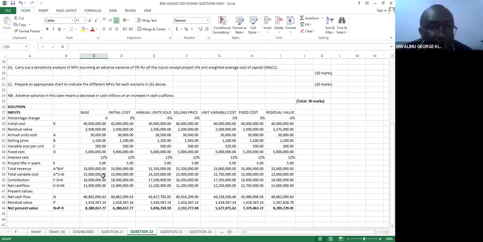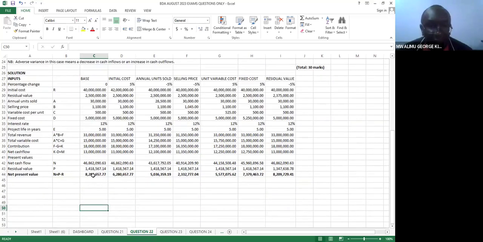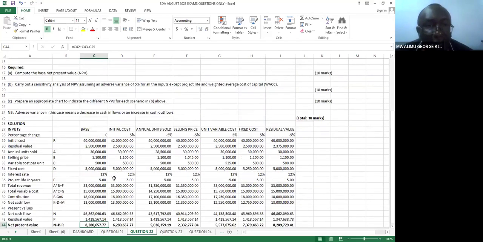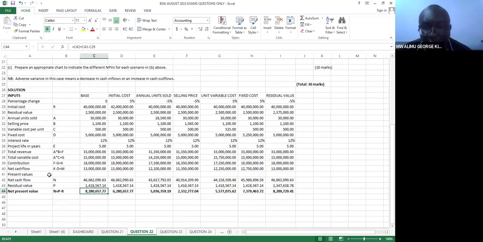So what was the examiner looking for? It was saying compute the base value, net present value, 10 marks. So the 10 marks, therefore this one, we have gotten it. Then carry out a sensitivity analysis of NPV and adverse variance of all the inputs, 10 marks. So again, we have the 10 marks here for this. Then C, prepare an appropriate chart to indicate the different NPVs for each scenario.